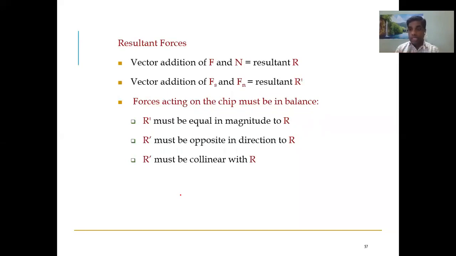So R bar must be equal in magnitude. As I told you, it has to be the same magnitude. So if R is 100 kilonewton, R bar also has to be 100 kilonewton. And second, it must be in the opposite direction. It's not in the same direction. If both forces are acting in one direction, 100 plus 100, it is going to be 200.